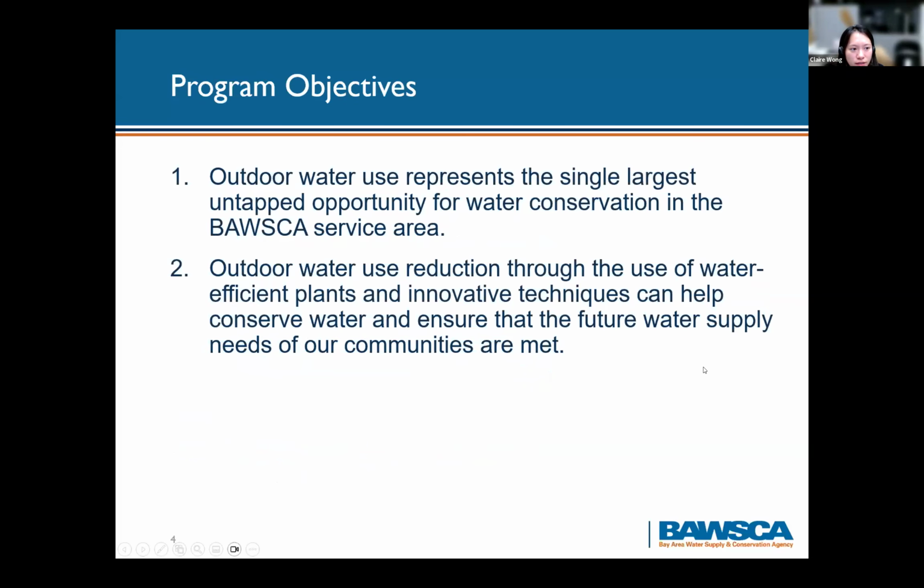The program objective is this because outdoor water use represents the single largest untapped opportunity for water conservation in the Basca service area. So, outdoor water use reduction through the use of water efficient plants and innovative techniques can help conserve water and ensure that the future water supply needs of our communities are met.